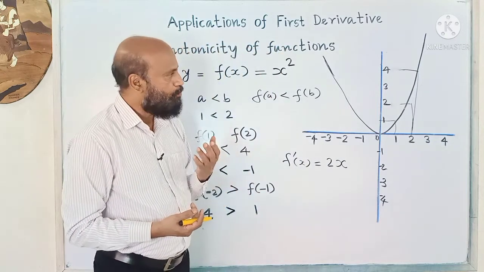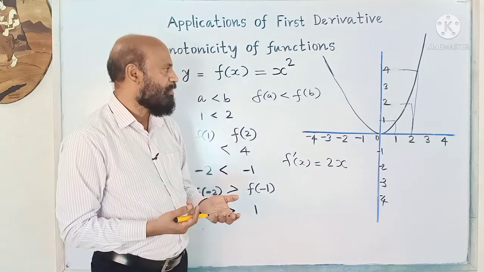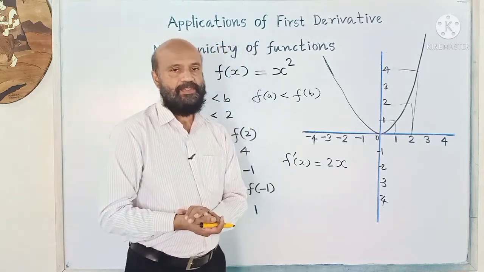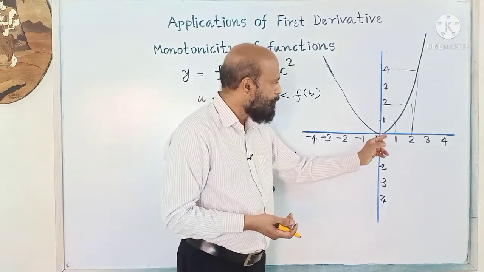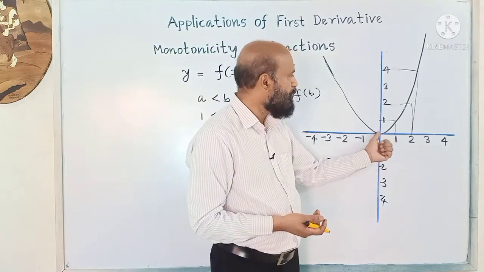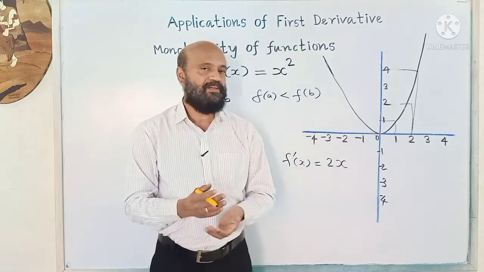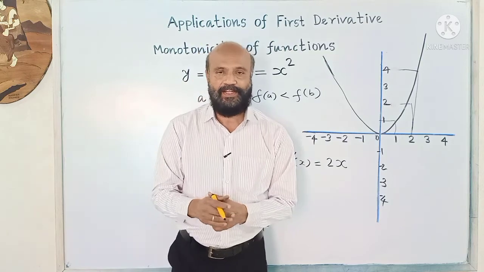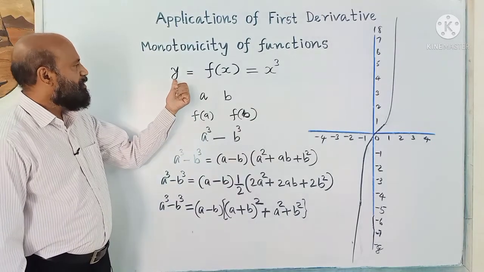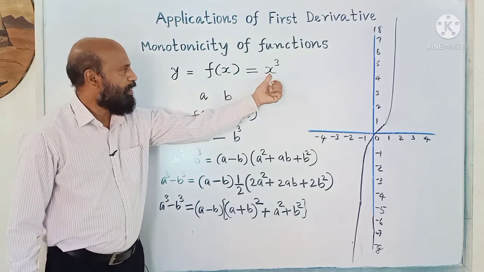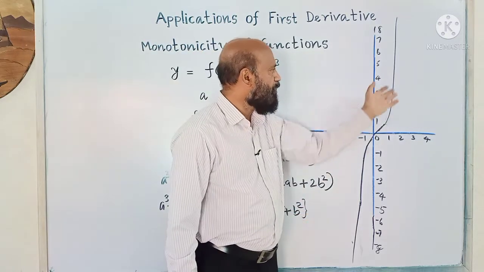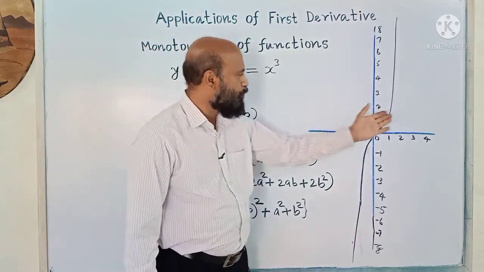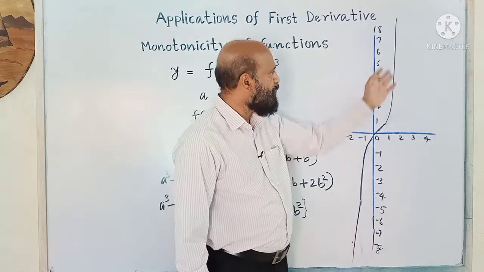But if function is increasing, first derivative need not be positive. If first derivative is positive, function is increasing, but if function is increasing, first derivative need not be positive. That I will show with another example. Here is another example. Y is equal to x cube. So this is the graph. This is strictly increasing from minus infinity to plus infinity. You can see the graph is rising.